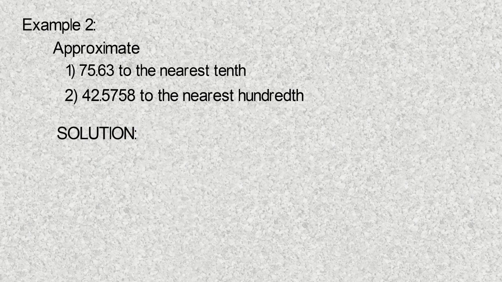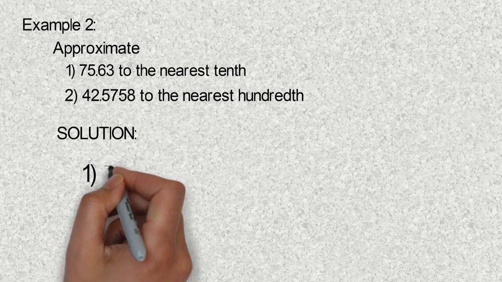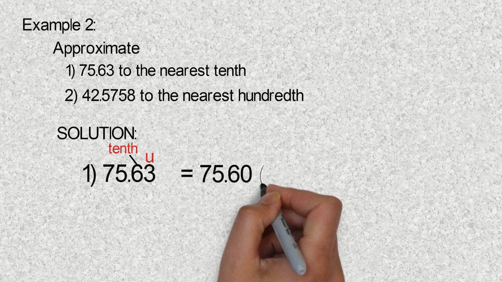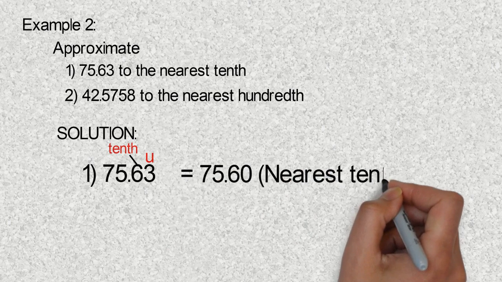Number 1. Here, to get our tenth place value, anything called tenth, hundredth, thousandth, can you see the th at the end is always after the decimal point to my right. So 5 here is my unit place value, then 6 here is the tenth place value. Can you see that? So we are considering 6. So the next digit to it is 3, which is rounded down to 0. So my answer will be 175.60 to the nearest tenth.